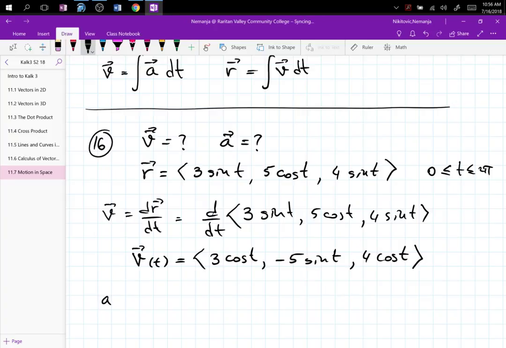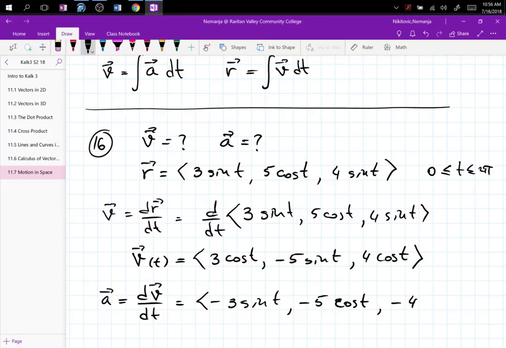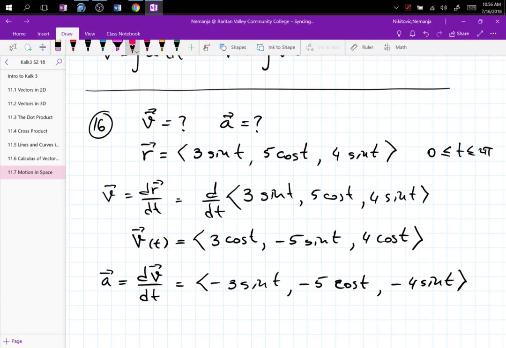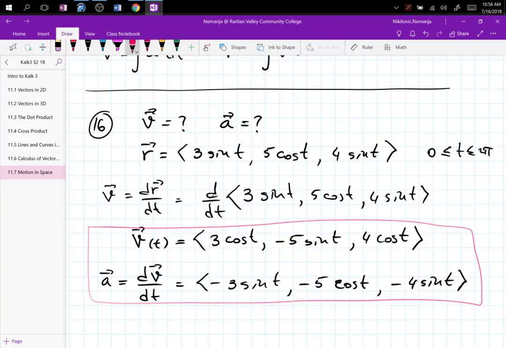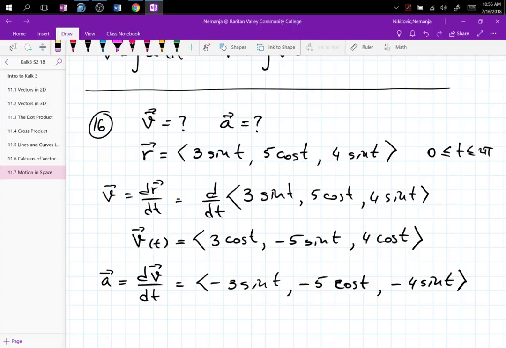And now acceleration is the derivative of velocity. So we have to take one more derivative, and that would give us negative 3 sine t, negative 5 cosine t, and negative 4 sine t, and that will be it. So they were looking for these two functions here.